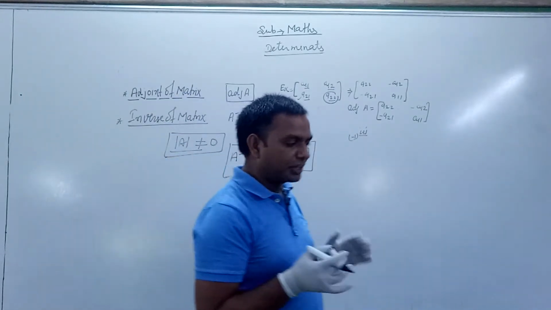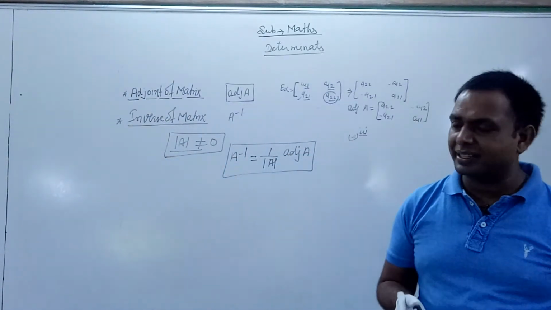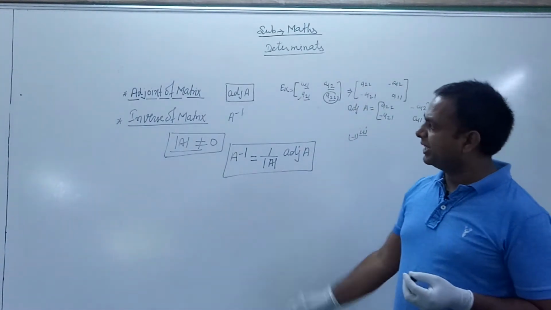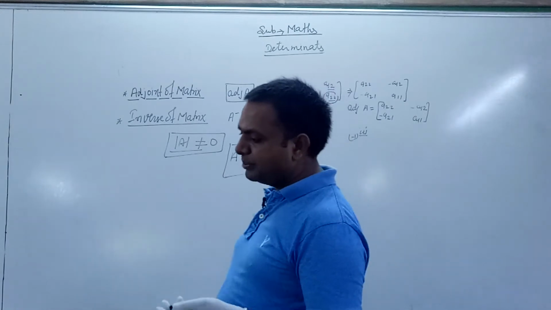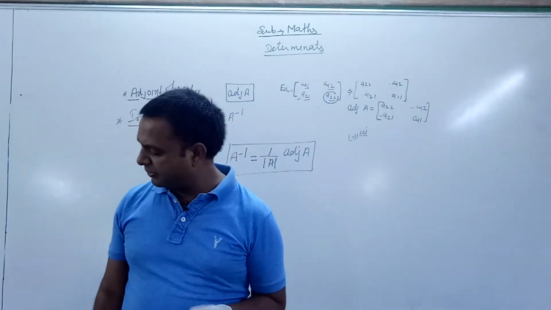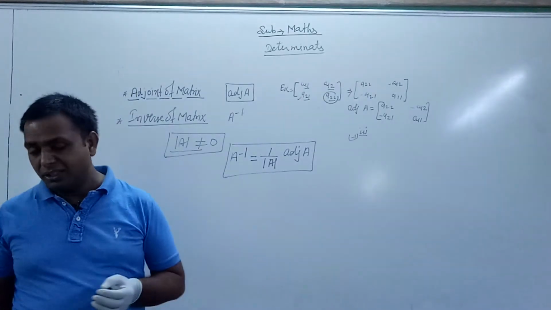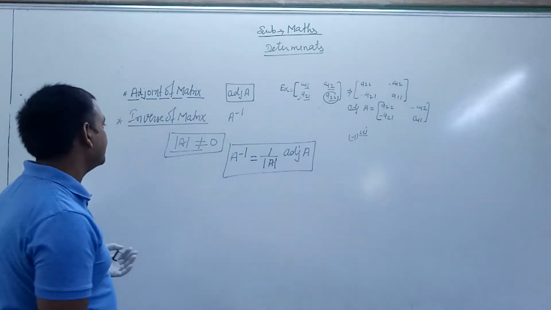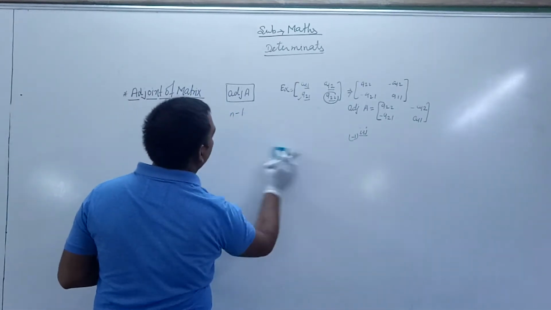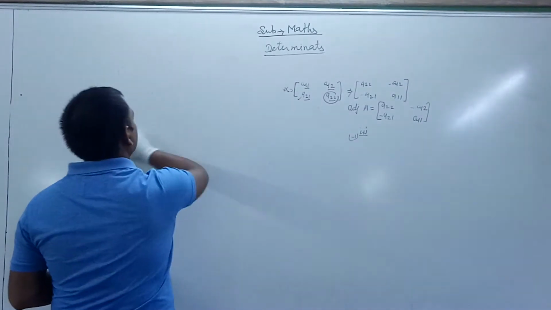So we are talking today about the adjoint of the matrix and the inverse of the matrix. I explained how we can find the adjoint of any matrix and how we can find the inverse of any matrix. So all of you see and write down this. Next, we are going to solve some problems related to that.